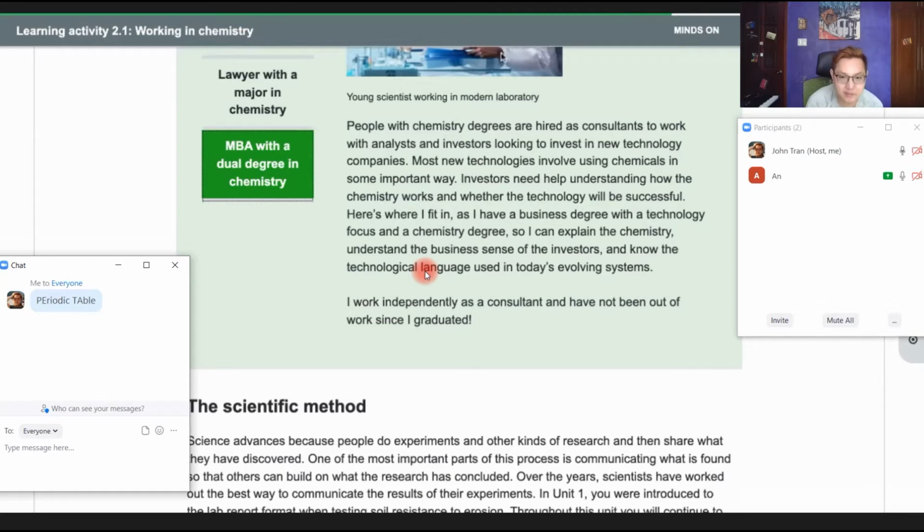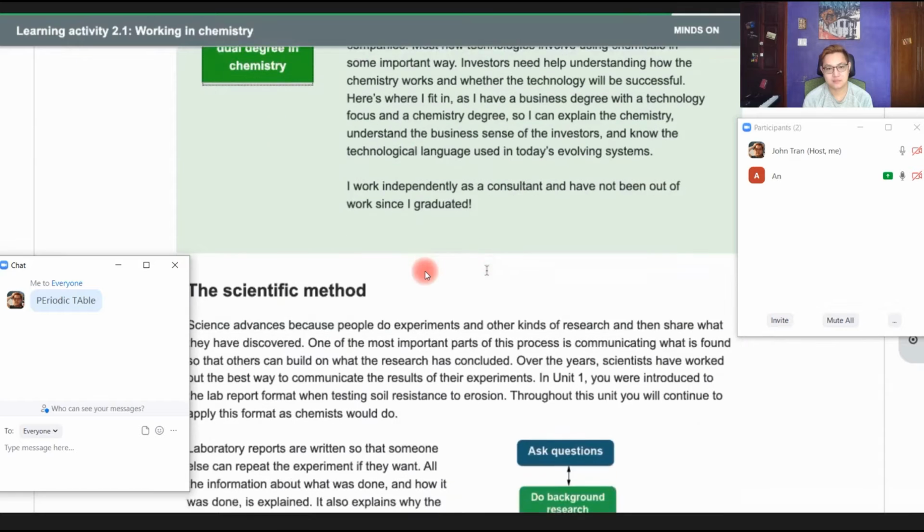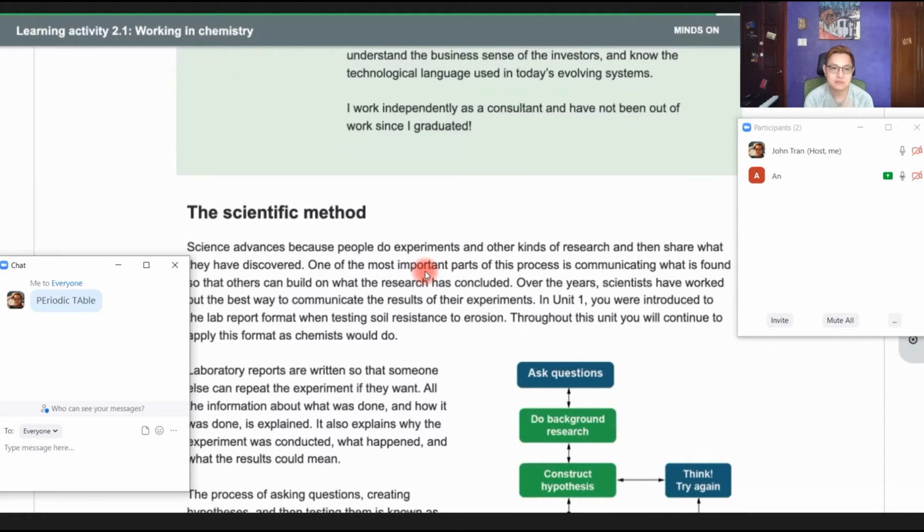Now let's go on. Scientific methods. Science advanced because people do experiments and other kinds of research and then share what they have discovered. It's like sharing the knowledge with the world. One of the most important parts of this process is communicating what is found so that others can build on what the research has concluded.